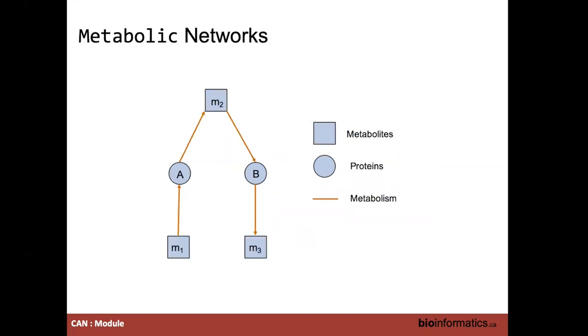So metabolic networks are commonly represented by two types of nodes, enzymes and substrates. Metabolites and enzymes are the nodes, and the reactions are represented by the edges. Reactions can be unidirectional or bidirectional. And the edges can also represent the direction of the metabolic flow, or maybe the regulatory effects of a specific reaction.